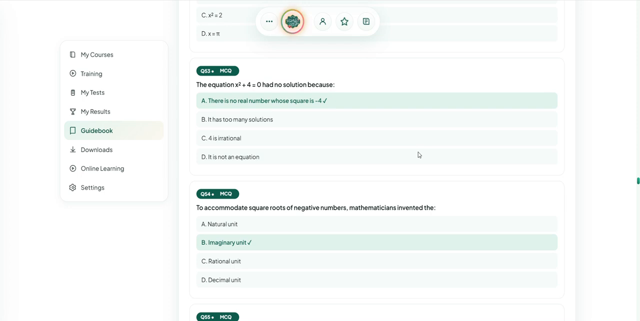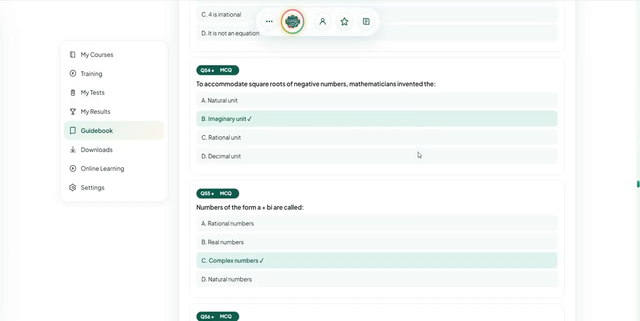Last time, from where we left off, we are going to start from there. Question 53: The equation x square plus 4 is equal to 0 had no solution because there is no real number whose square is -4.